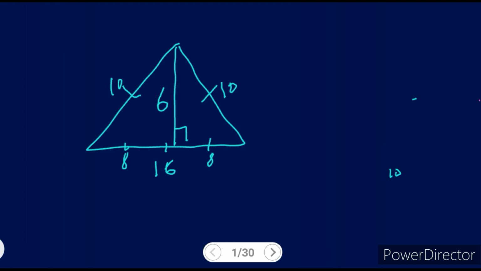Let me erase this, so we can easily find the perimeter. The perimeter will be 10 plus 10 plus 16, because we have 10, 10, and 16. So it's going to be 36. So that is the perimeter.